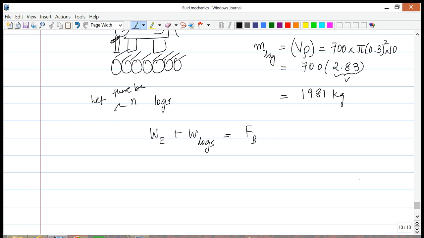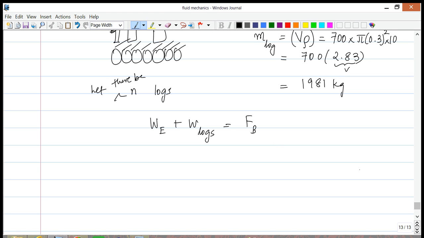Now that we know the mass of the log, we also know its volume. We can proceed and do a bunch of other things. So you have the elephant, and the mass of the elephant is 5,000, and we can multiply by 9.8 to get the weight of the elephant. Plus we have n logs, so the mass of each log is 1981. So I'm going to do 1981 times n times 9.8. Keep that in mind.